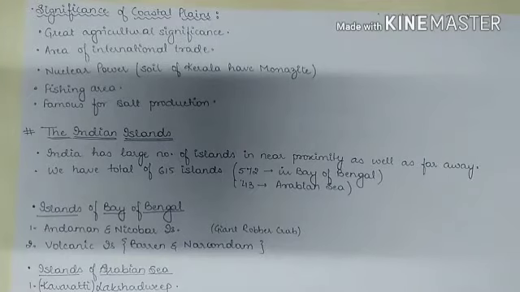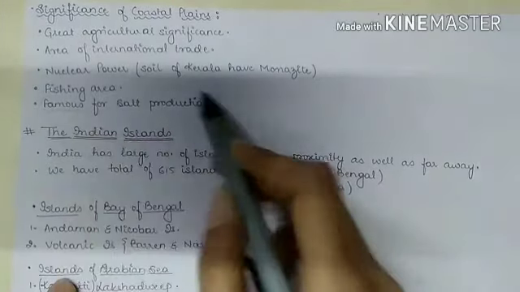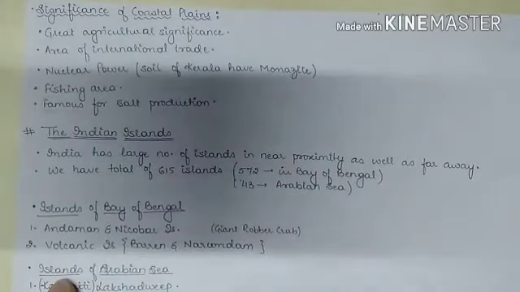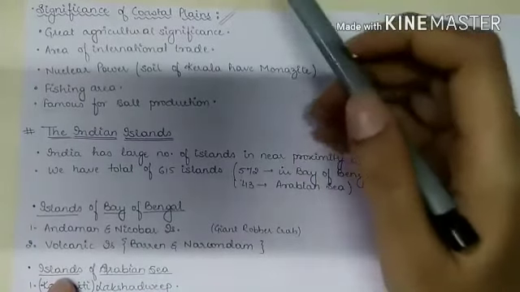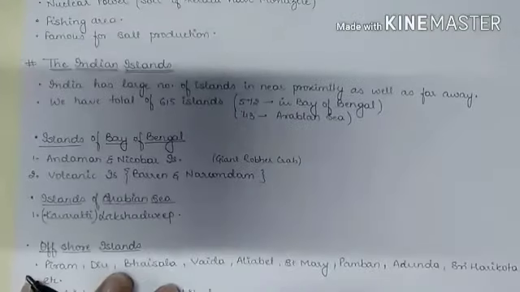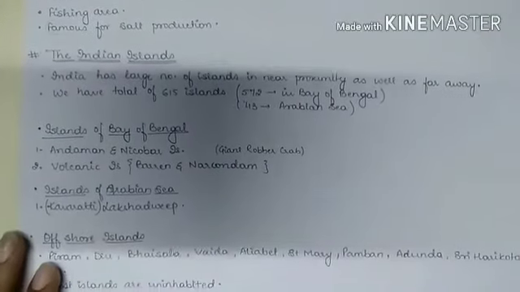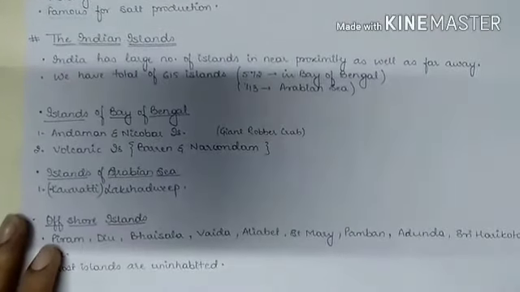Lastly, we have low lying areas of Gujarat. Here we produce salt. So this area is also famous for salt production. So this is the significance of coastal plain. Now we will look into the last physiographic region, that is Indian islands.